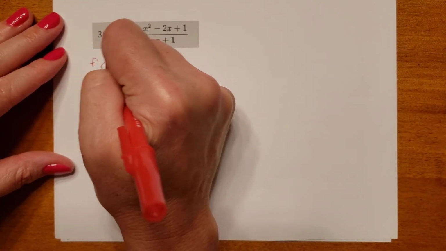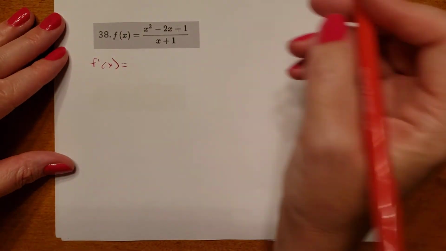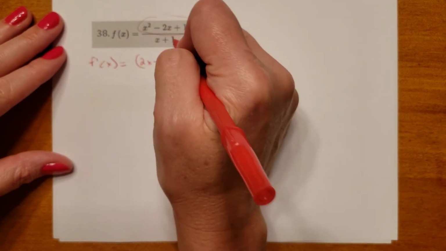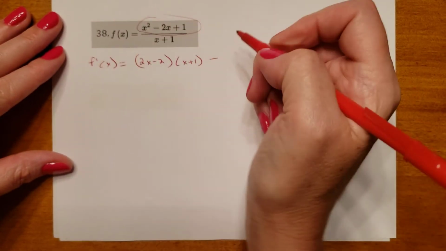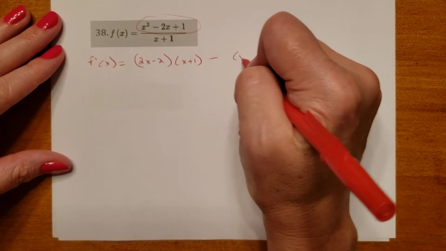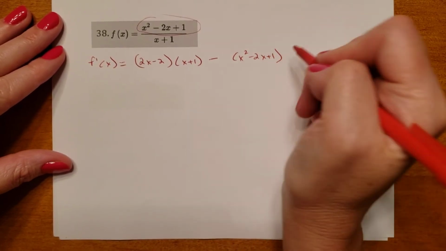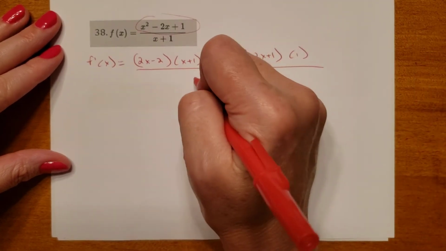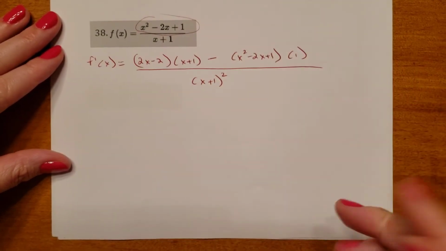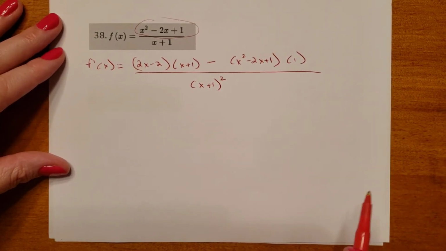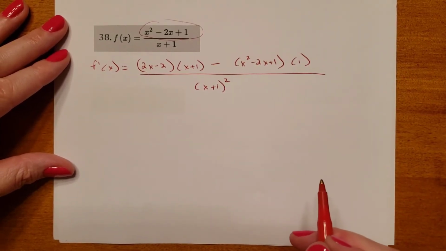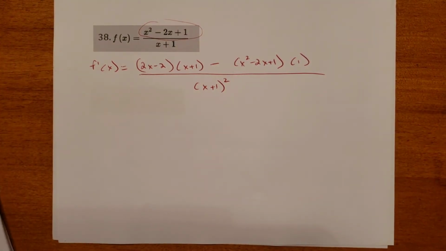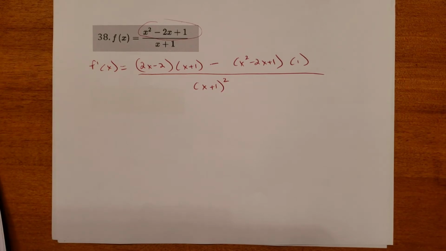So f prime of x, again, it's a quotient, so I'm going to take the derivative of the top, that would be 2x minus 2, and then times the denominator, then minus the top times the derivative of the denominator, which is 1, then all over the denominator squared. All right, so that's the first derivative. Cleaning it up here, well, I guess it's really not that interesting. We're going to have to FOIL out that first one and then combine it with the second one.